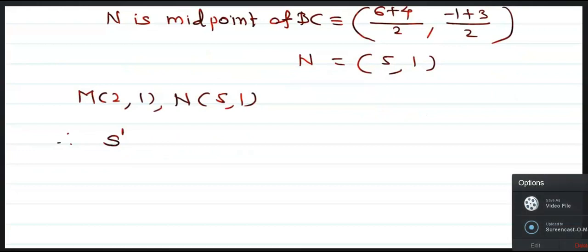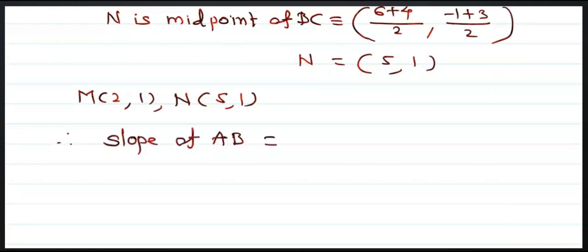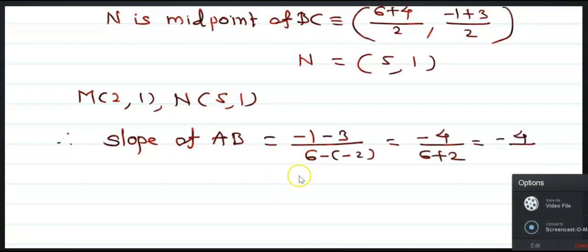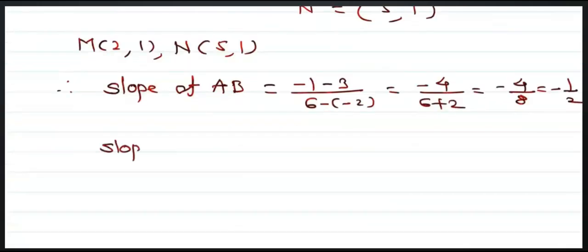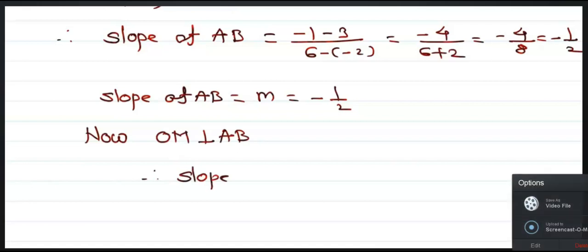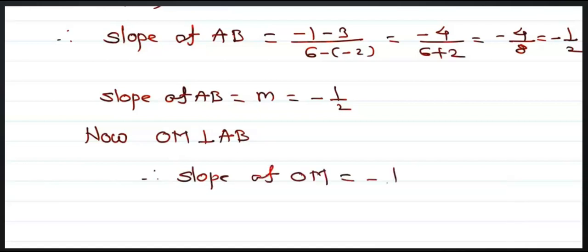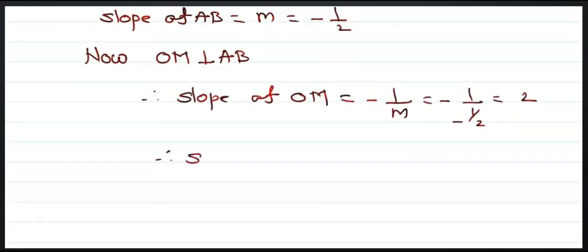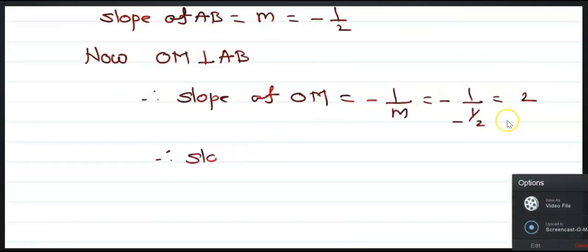We have these 2 points. Now the slope of AB is minus 1 minus 3 upon 6 minus in bracket minus 2, that is minus 4 upon 6 plus 2, that is minus 4 upon 8, that is equal to minus 1 upon 2. OM is perpendicular to AB. Therefore, the slope of OM is equal to the negative reciprocal of that of AB, so the slope of OM is equal to 2.